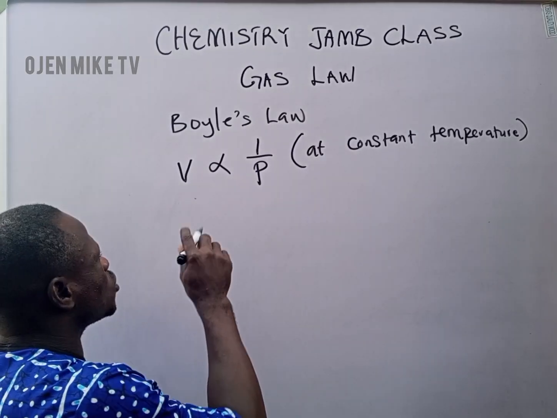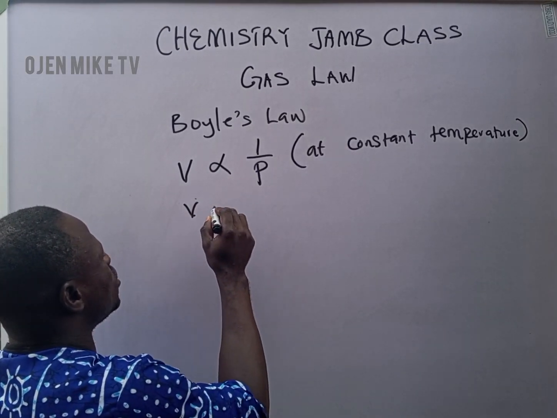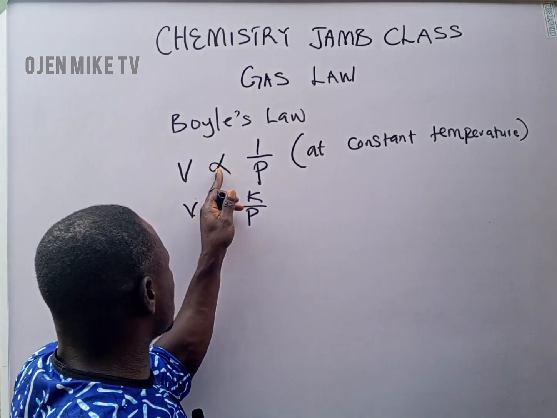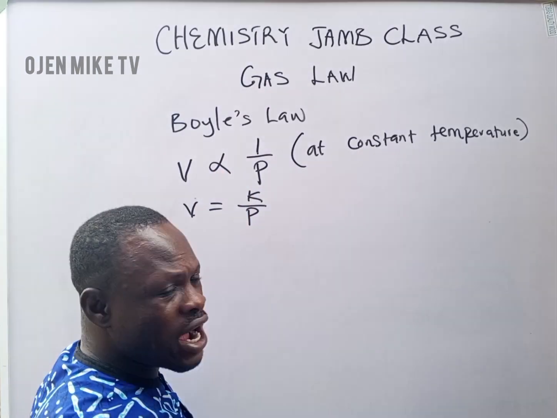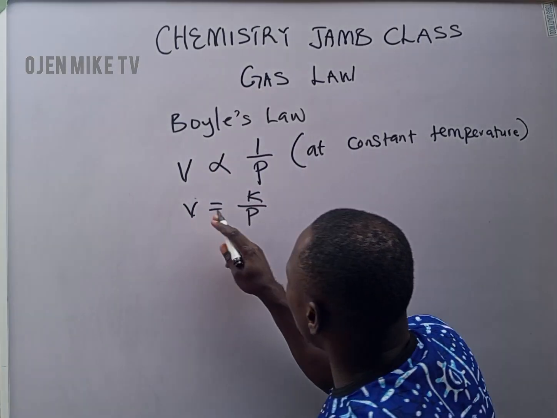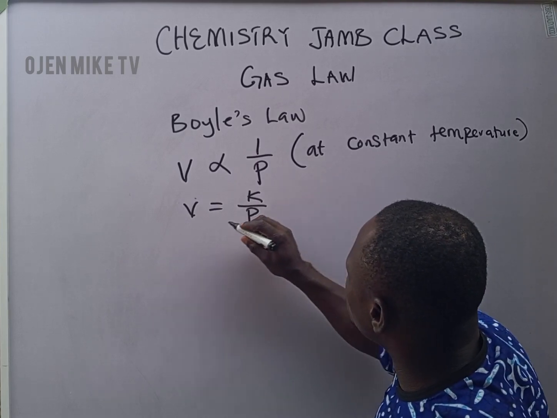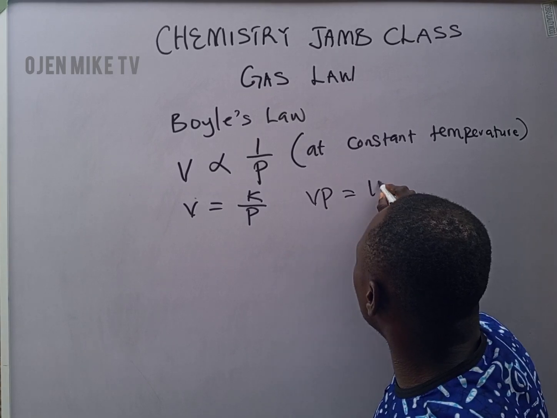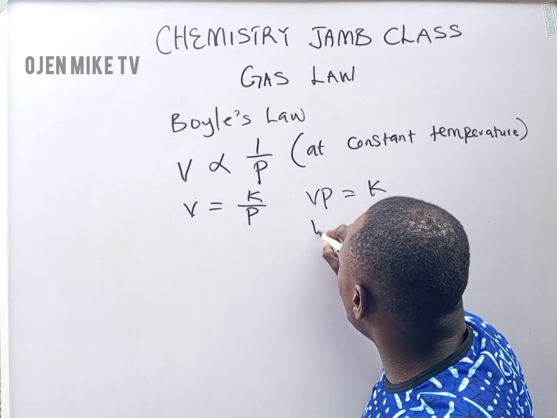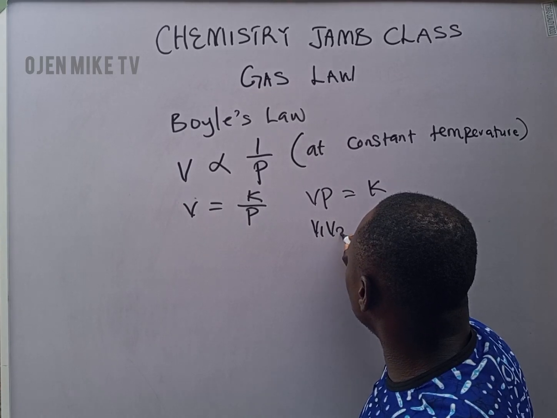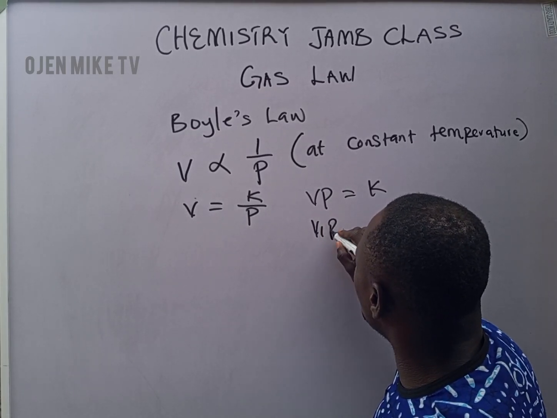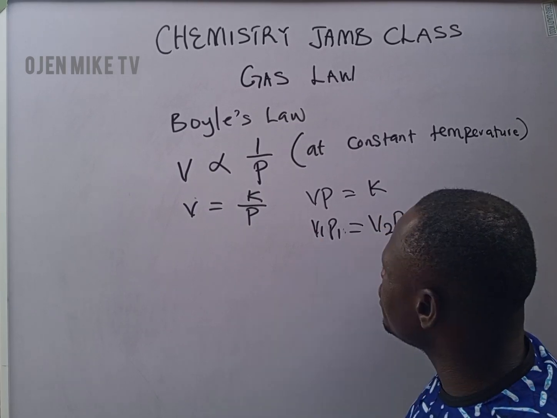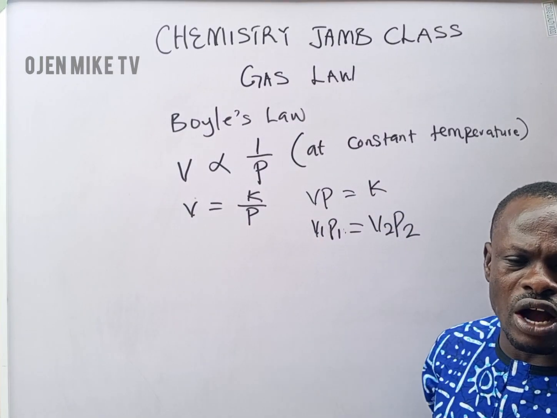Of Boyle's law. Now let's remove this sign. V is equal to K all over P. Do you get that? If you remove that, this is a sign of proportionality. We introduce our constant, where for us to get K alone, we multiply both sides. This one will go here. So PV is equal to K. But in Boyle's law we have volume 1, pressure 1, P1V1 is equal to volume 2, pressure 2, P2V2. This is the formula we are going to be using to calculate Boyle's law.